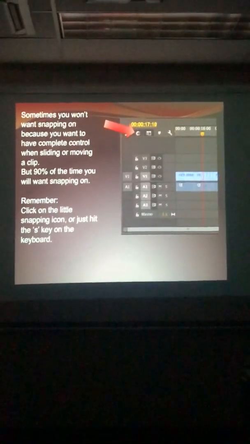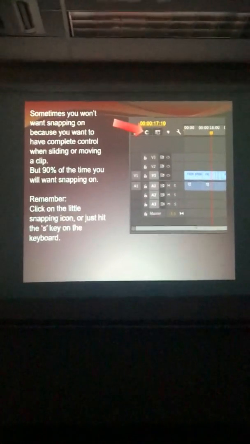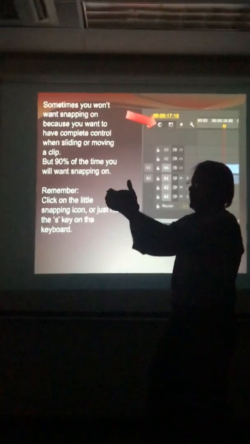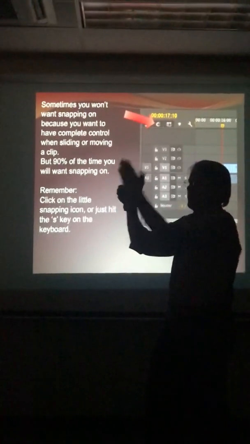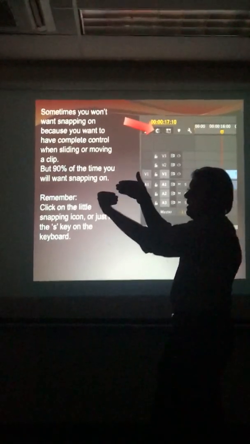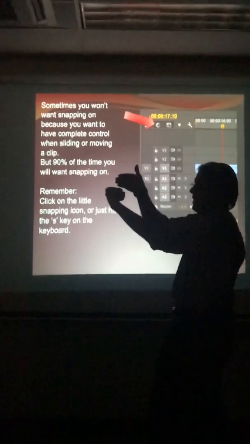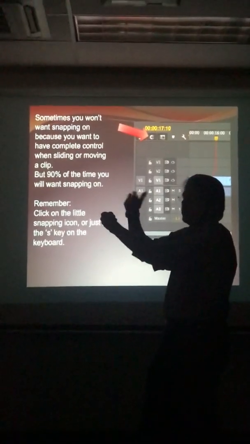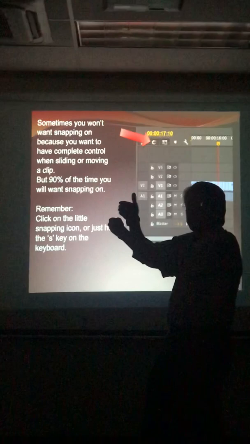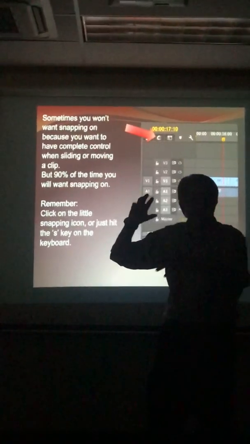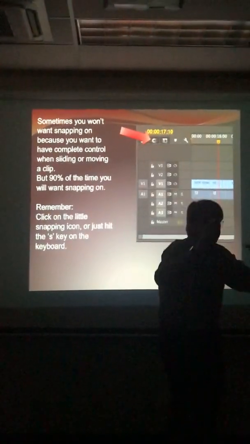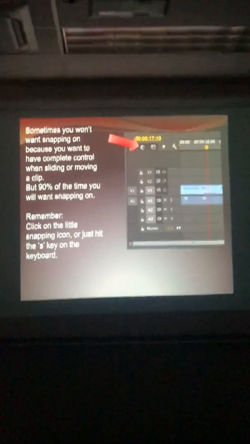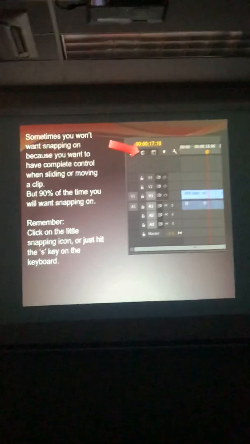Sometimes you won't want to snap because you want to move something. The problem with the snapping tool is it's always going to snap when there's an edit somewhere. So if you wanted to move something a little above and beyond, it's going to want to snap. So you take off snapping and you can slide the clip anywhere you want it. But 99% of the time you're going to want the snapping tool on. I'm always turning it off and on real quick to mess around.